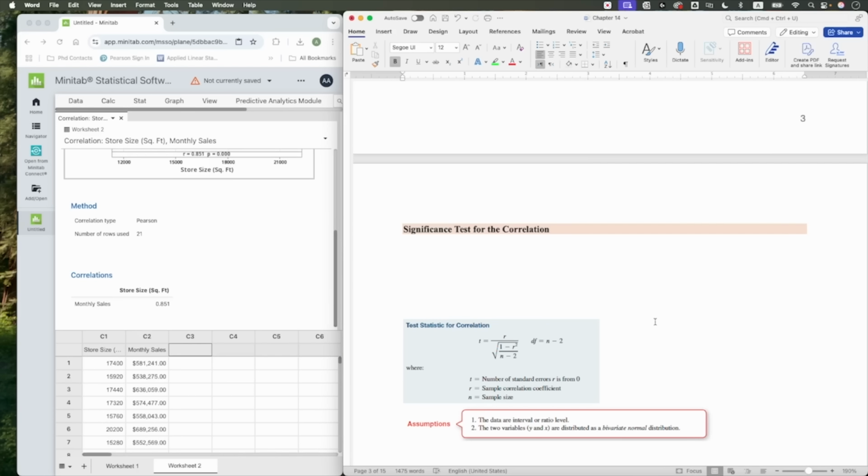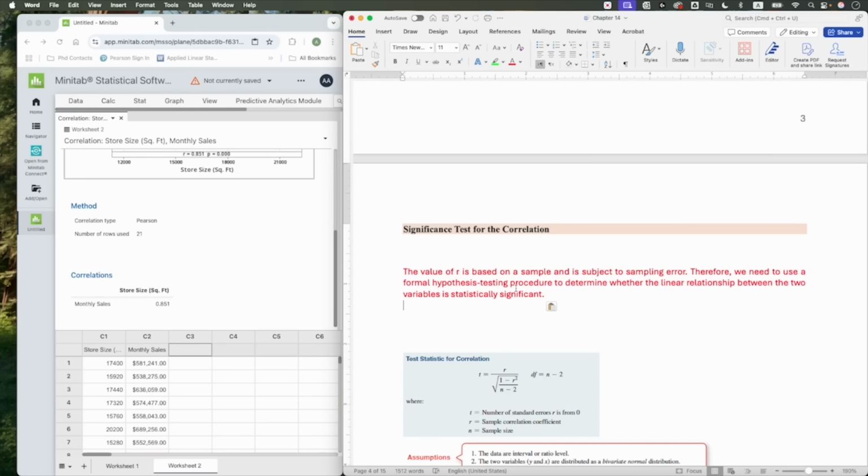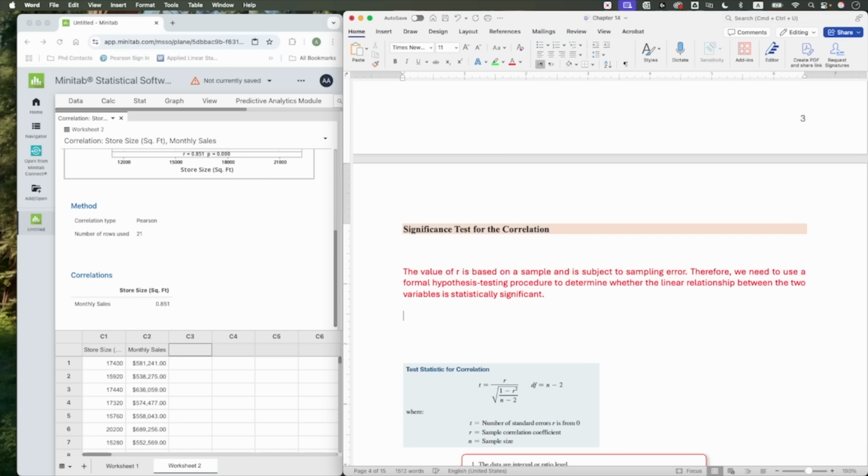Whether we are concerned about a two-tailed test or a one-tailed test, the hypothesis is going to be different. If you want to know whether there is a correlation or not, the null hypothesis is that there is no correlation between the two variables. We assume that there is no correlation. The alternative hypothesis is that there is a correlation between the two variables. If you care about the direction of the correlation, it's going to be a one-tailed test. Let me first type all of these things. The value of r is subject to sampling error, so we need to conduct hypothesis testing.